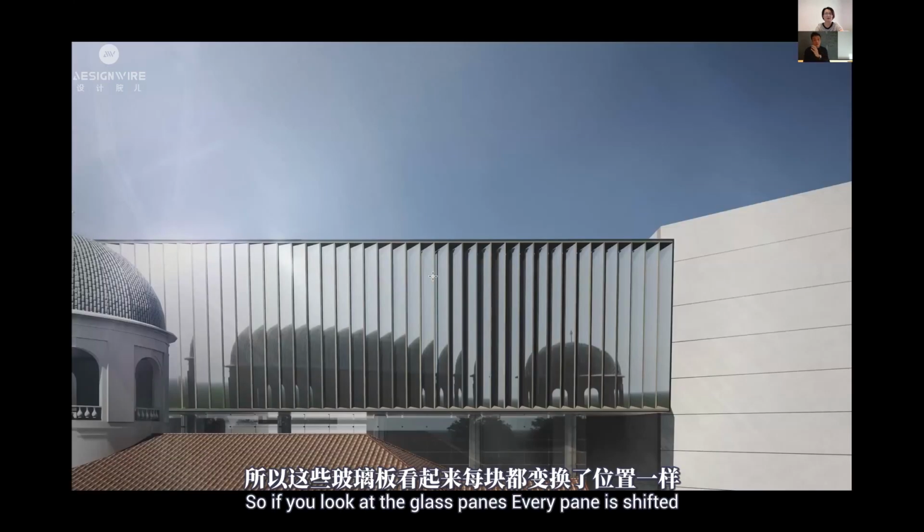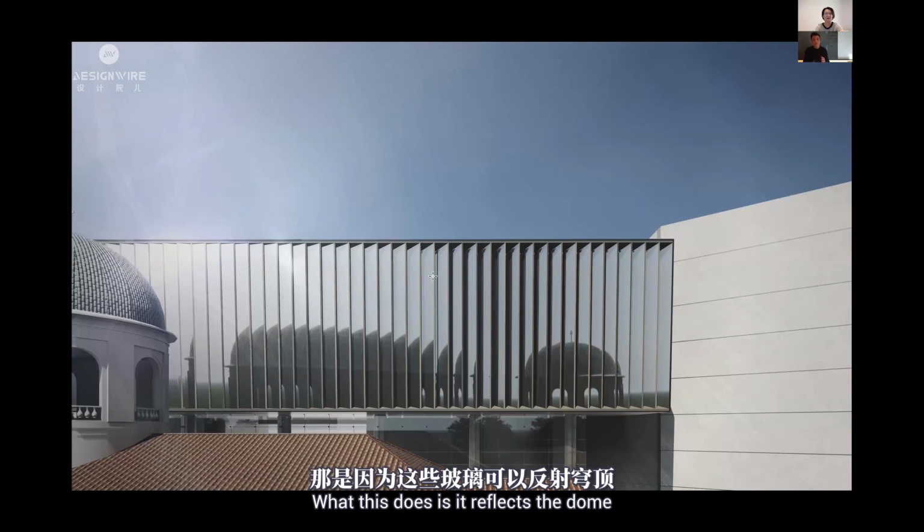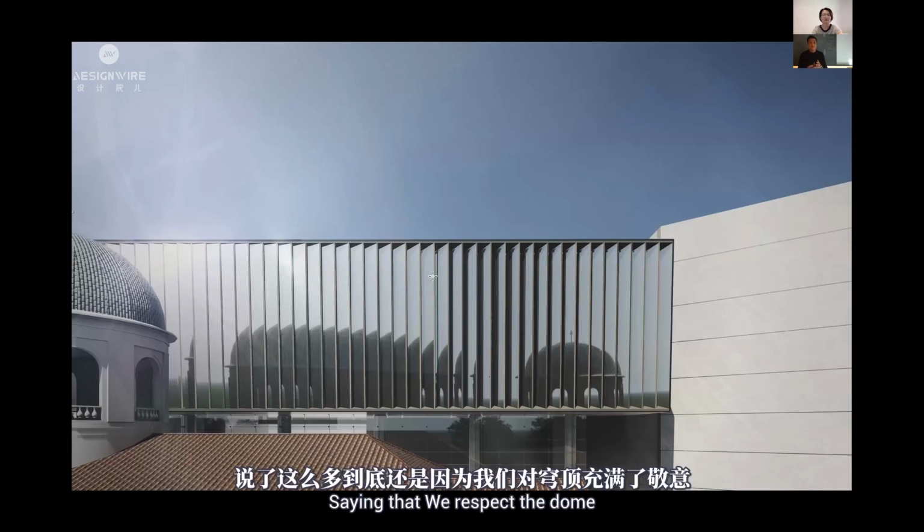So if you look at the glass panes, every pane is shifted. What this does is it reflects the dome. It deconstructs the dome. And it's a relationship of new and old, saying that we respect the dome, but we're also changing. It's a reference of the time.